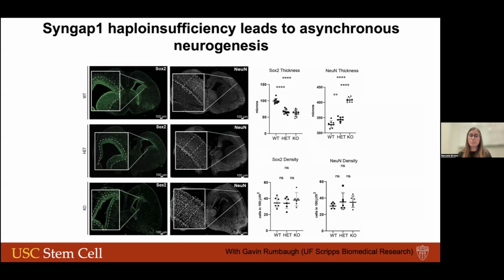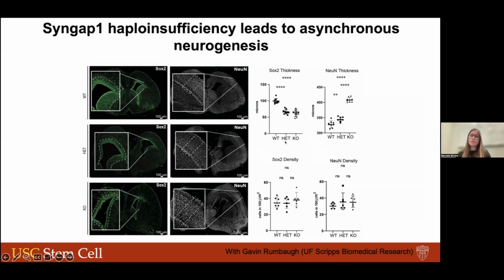Further, we collaborated with Gavin Rumbaugh, who shared with us a heterozygous and also a knockout model for SYNGAP, where we wanted to look at the phenotype that we observed in organoids. Interestingly, we found that both SOX2 thickness and NeuN thickness showed a similar trend to the one we saw in the organoids. For SOX2, we saw a decrease in the heterozygous and an even more striking decrease in the knockout. Similarly for the neurons, we saw an increased neuronal thickness in the heterozygous and an even greater increase in the knockout model.